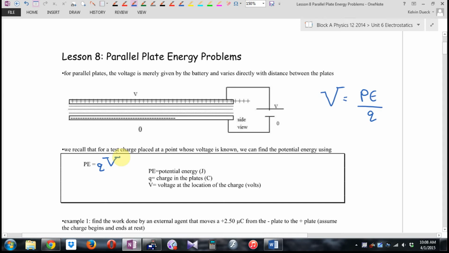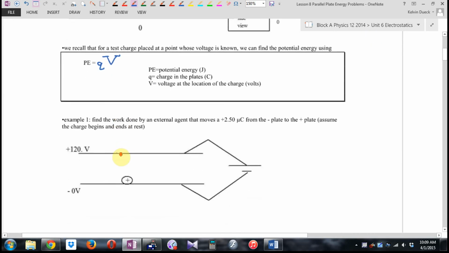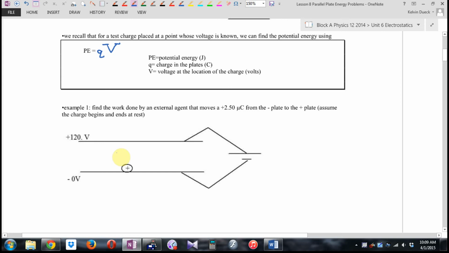What this means is because the voltage between plates is just readable, as opposed to between point charges where we had to calculate kQ over r, it gives us a very quick way to find potential energy and work. So example 1 says, find the work done by an external agent, an invisible angel, that moves a 2.5 microcoulomb charge from the negative to the positive.